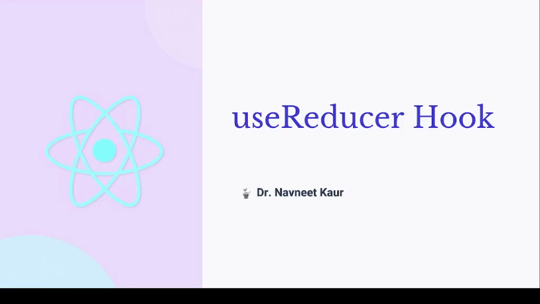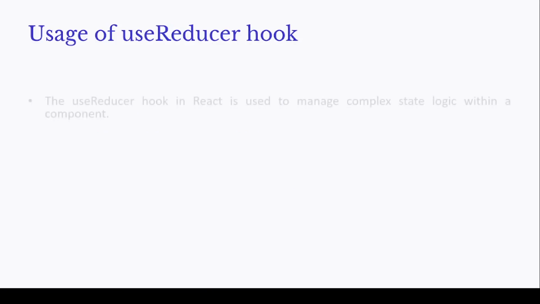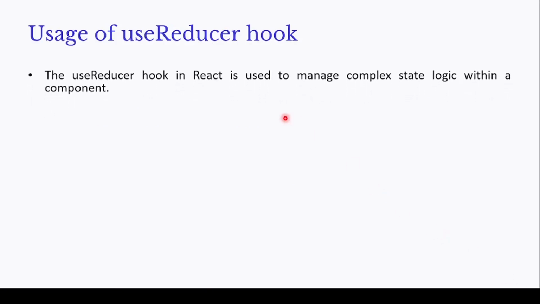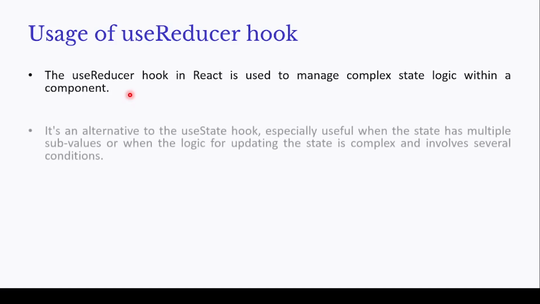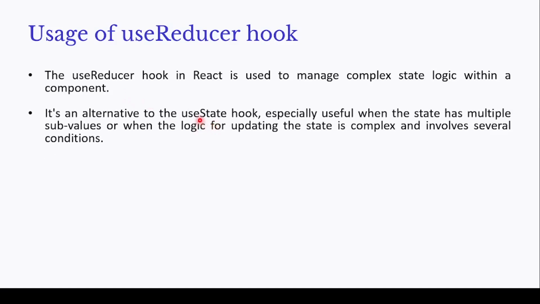In this video, we will talk about the useReducer hook. The useReducer hook in React is used to manage complex state logic within the component. And it's an alternative to the useState hook, especially useful when the state has multiple subvalues or when the logic for updating the state is complex and involves several conditions.